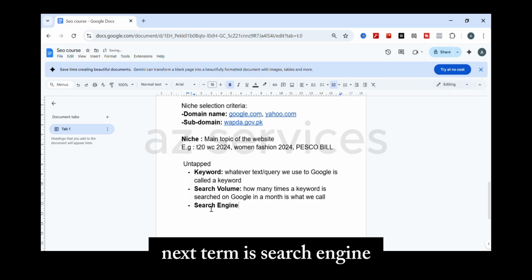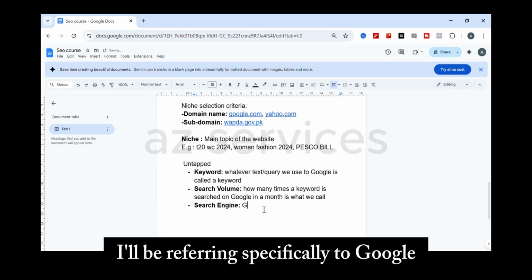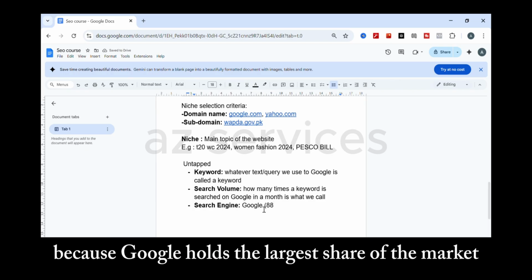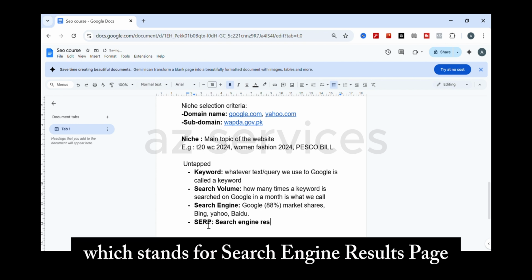Next term is search engine. We all know what that is, but whenever I mention search engine, I'll be referring specifically to Google because Google holds the largest share of the market, about 88%. After that, there's the term SERP, which stands for Search Engine Results Page.